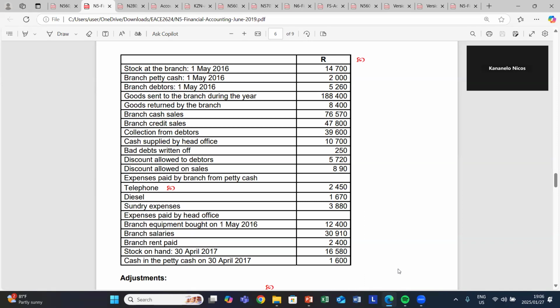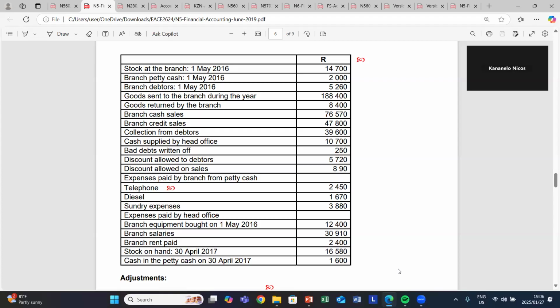That's what you know. But then when we go to our T accounts, our discount to debtors will affect your trade receivable. And then the discount on this one will affect your branch adjustment, and also it will affect what? It will affect your branch inventory.